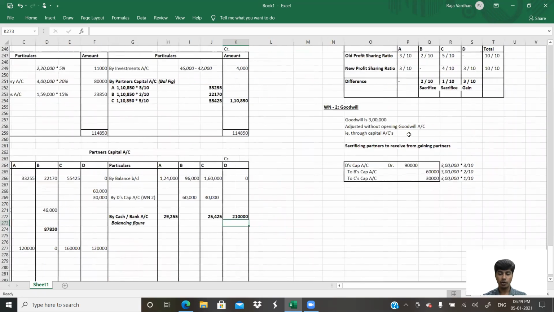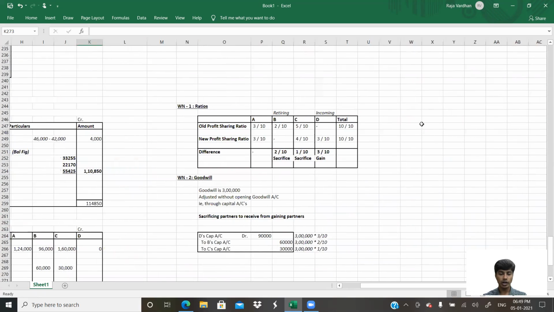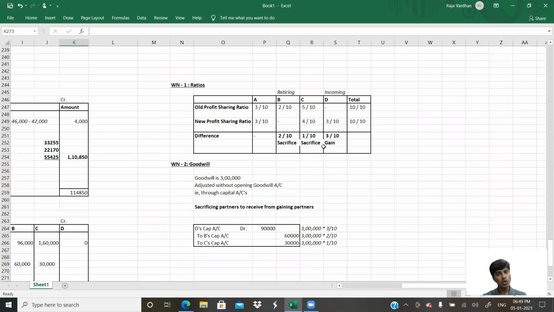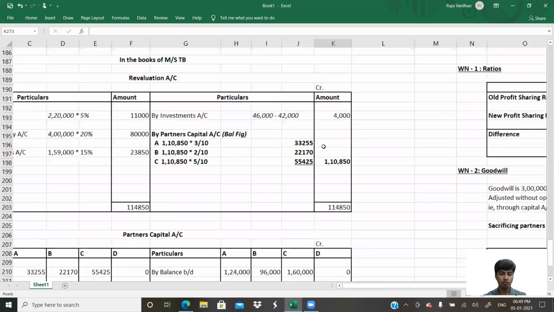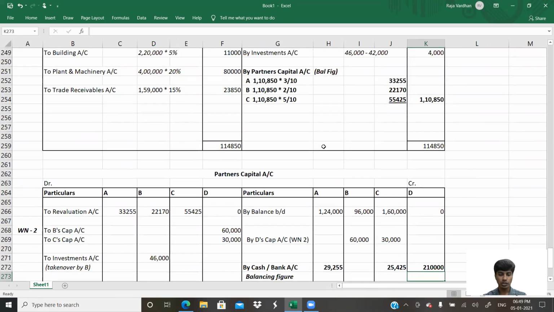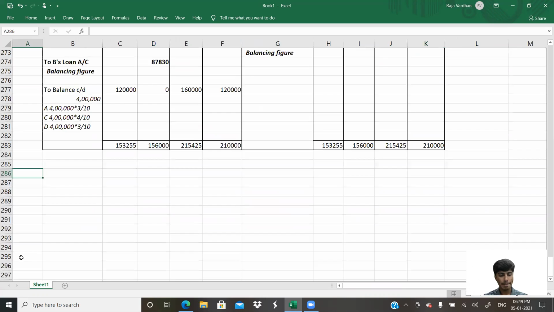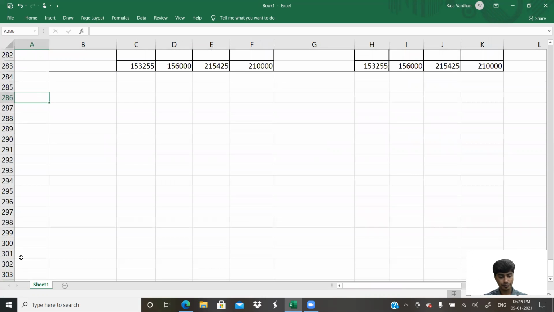Revaluation account, partner's capital account, followed by 2 working notes. One working note with regard to ratios and one working note with regard to goodwill adjustment. Perfect. Yes. By this, we are done with question number 4A. Now we'll go to the next one. We'll do question number 4B. Shall we? Yes, come on. Let's do question number 4B.